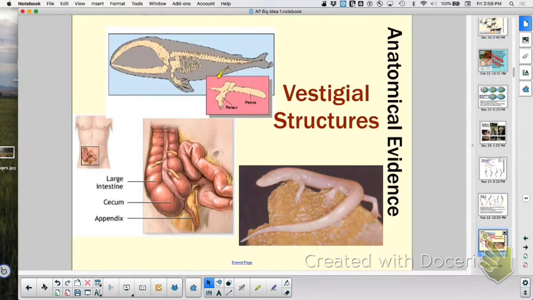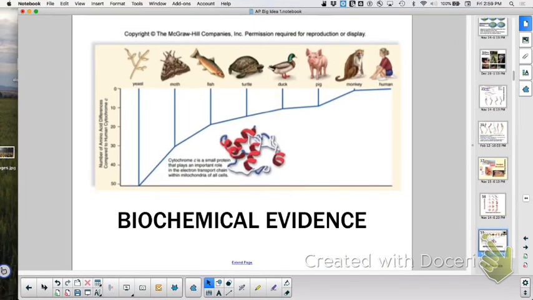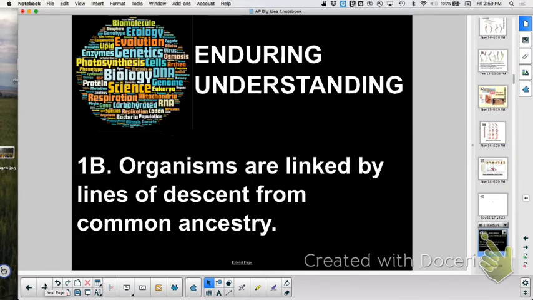Versus analogous structures, we discussed vestigial structures and embryological developmental structures. And the biggest one to look at today, if you have access to proteins or DNA or some sort of enzymes, you can look at biochemical evidence. I'm going to skip that because we got done with the one enduring understanding.